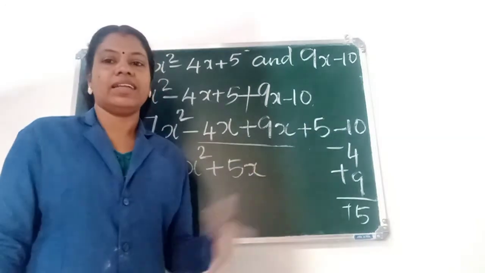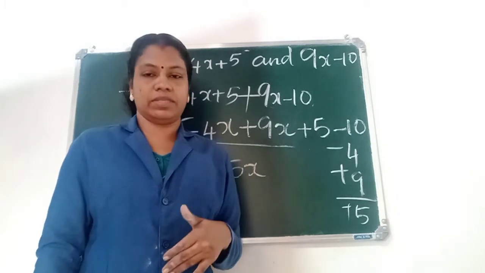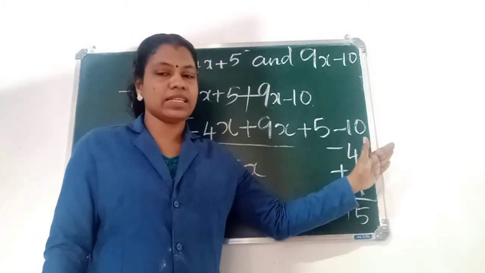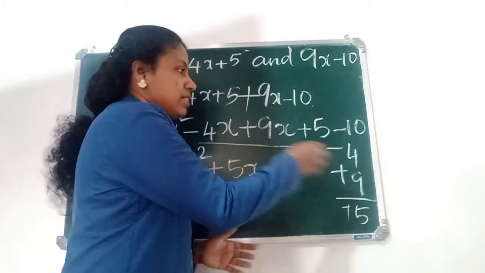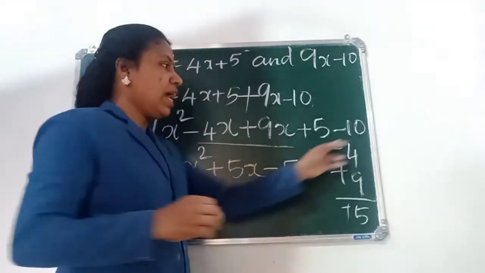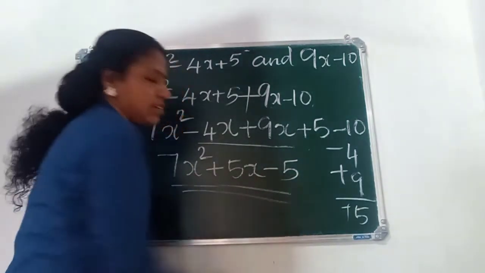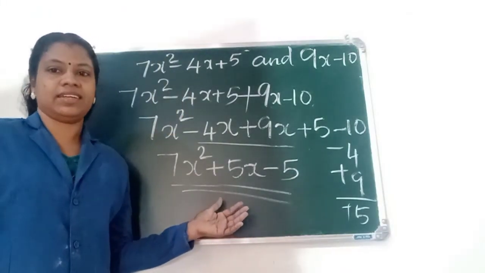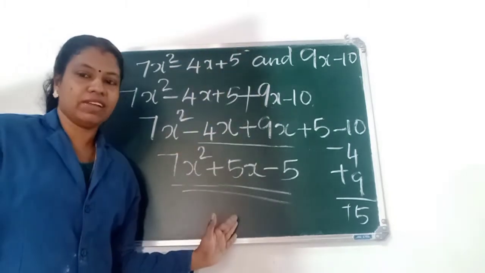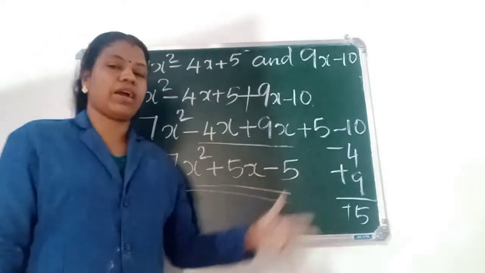Now, next terms. Look at the next terms. 5 minus 10. Constant terms. No variable. So, easy to subtract. 5 minus 10 means, yes, same way. Subtract the numbers and put the greater number's sign. So, 10 minus 5, 5. And the greater number's sign is minus. So, this is the result of addition. While adding these two expressions, we will get the result 7x square plus 5x minus 5.